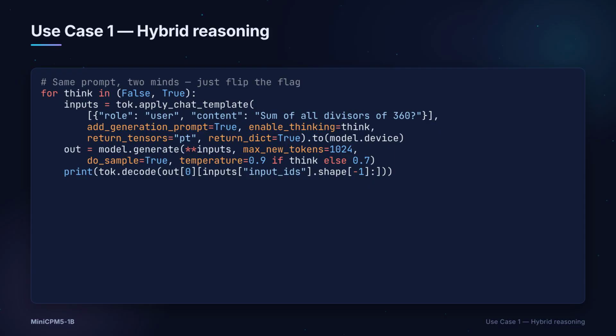Use case 1 demonstrates hybrid reasoning directly. We ask a single competition-style question, the sum of all positive divisors of 360, whose answer is 1170, and we run it twice in a loop, flipping the enable thinking flag between false and true. Everything else stays identical. This is the cleanest possible illustration that the mode is just a flag. Same prompt, same model, 2 different minds. Notice we also nudge the temperature higher when thinking is on, following the recommended defaults from the previous slide.